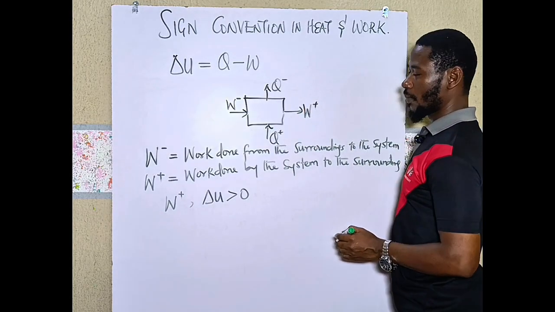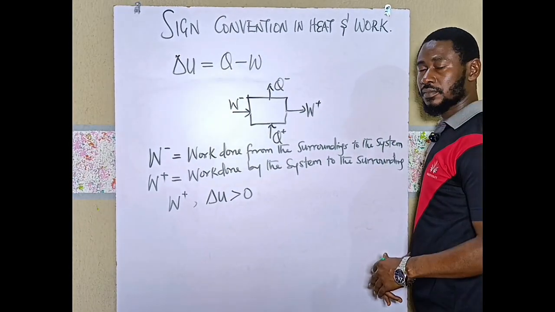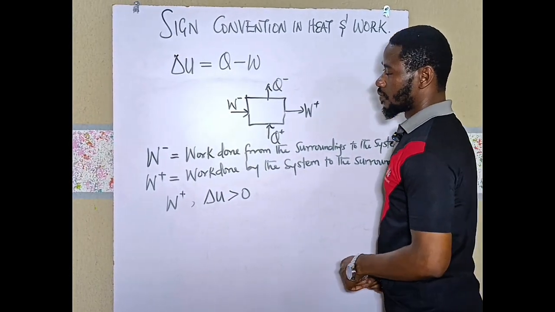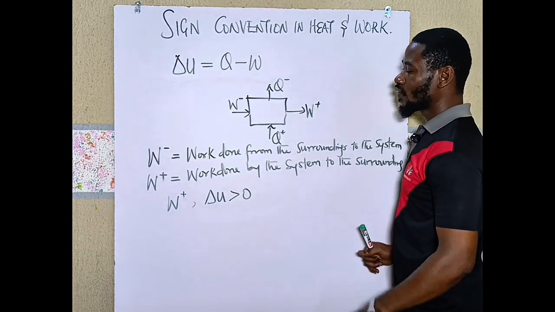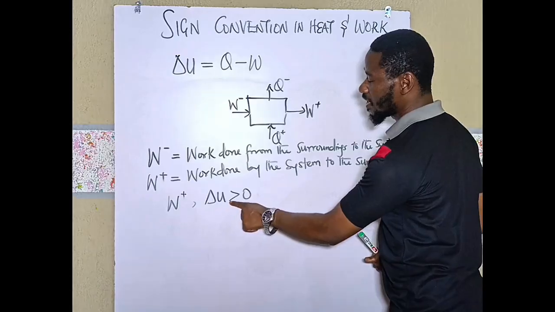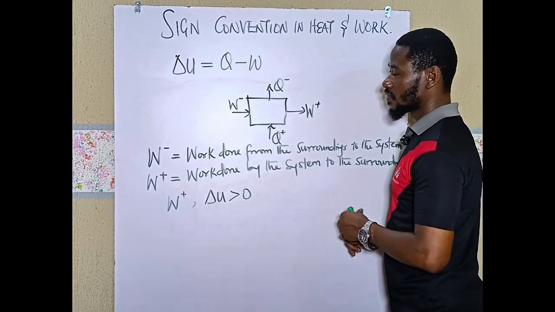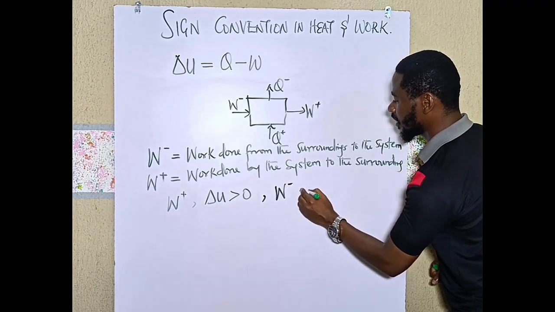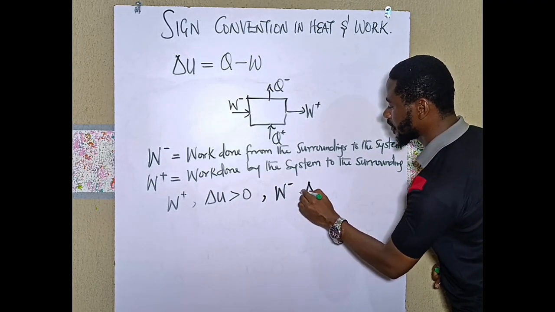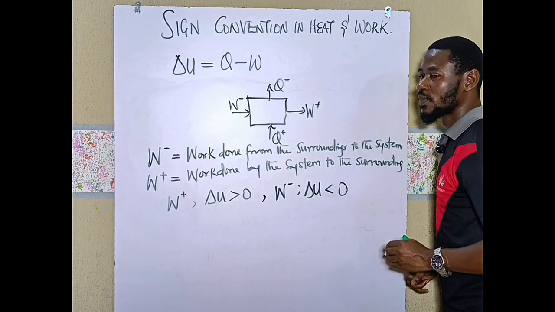In the positive form, the internal energy change is greater than zero. The positive form of W shows that the change in internal energy is greater than zero. It means that the internal energy increases in the system. While the negative form of W indicates that the change in internal energy is less than zero.